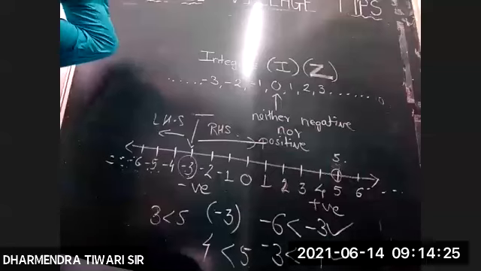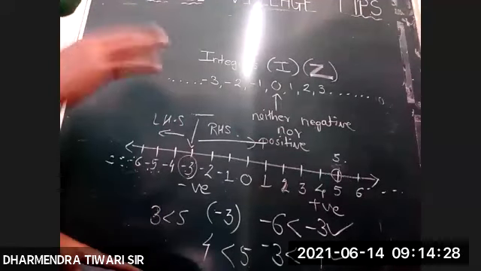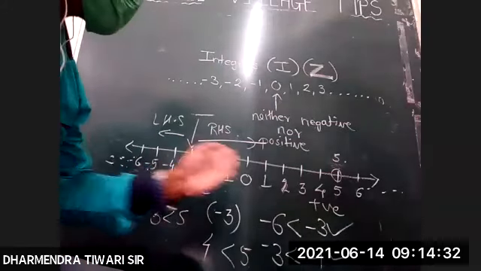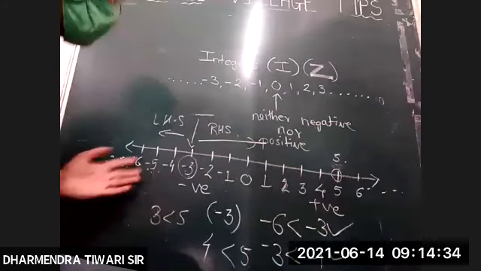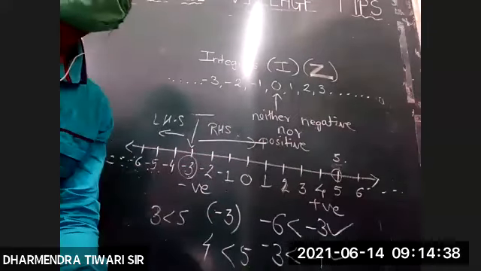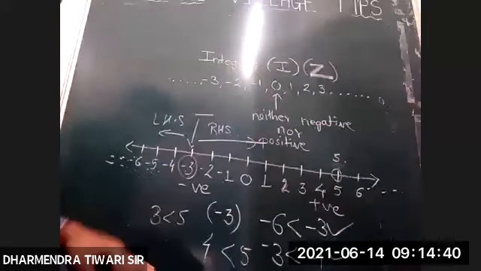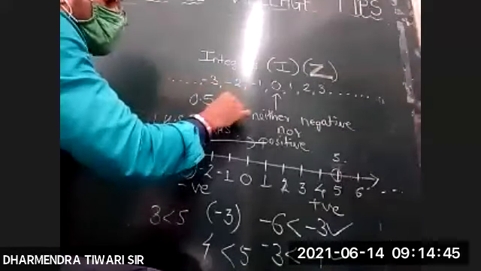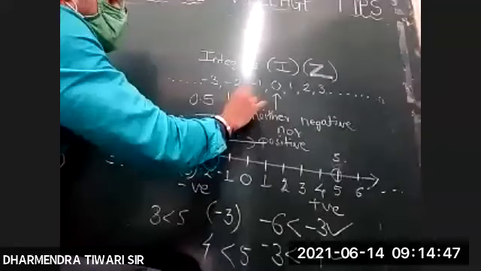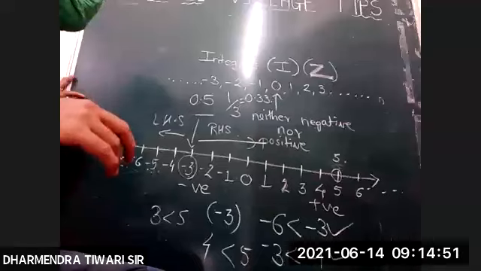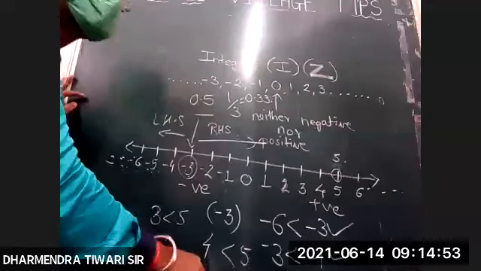The definition of an integer is that it is a number which is positive, negative, or zero, without decimal. Without decimal means it does not include any decimal number. What do you mean by decimal number? Numbers of this form: 0.5, 1 by 3. 1 by 3 means 0.3333. Even this we are going to discuss. This is of the type non-recurring terminating.